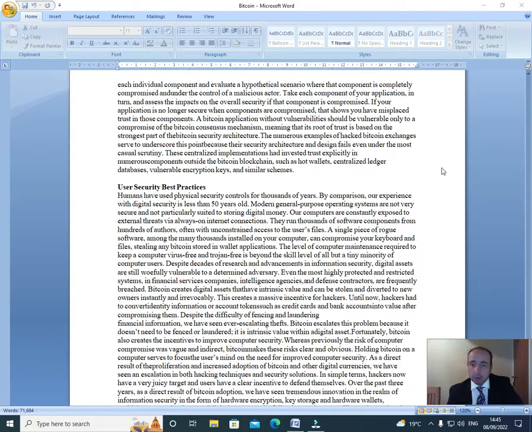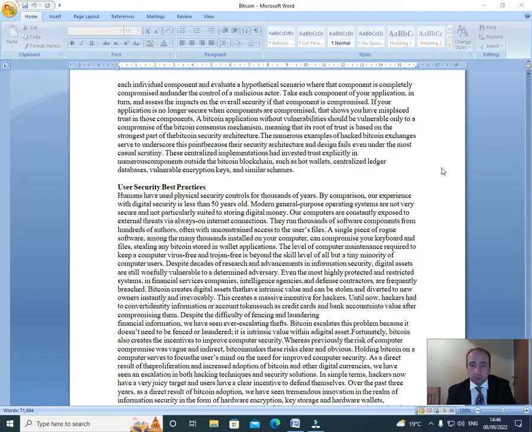Take each component of your application in turn and assess the impacts on the overall security if that component is compromised. If your application is no longer secure when components are compromised, that shows that you have misplaced trust in those components. A Bitcoin application without vulnerabilities should be vulnerable only to a compromise of the Bitcoin consensus mechanism, meaning that the root of trust is based on the strongest part of the Bitcoin security architecture.